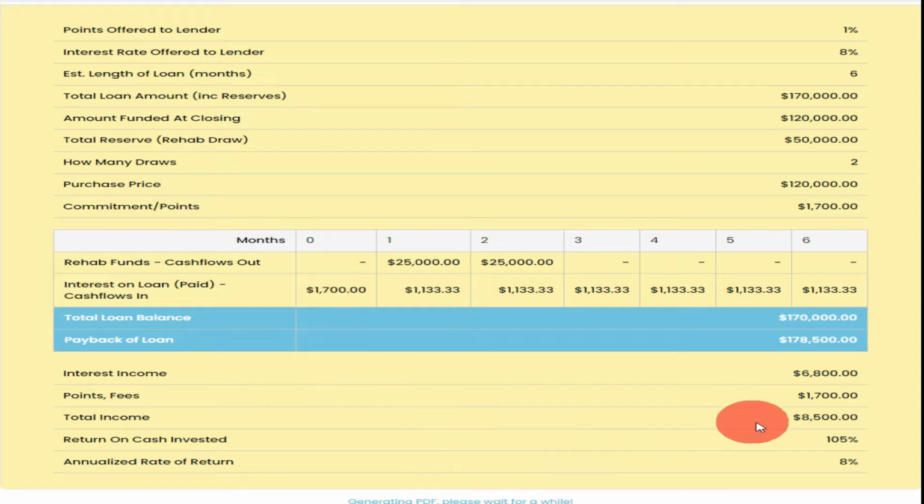So they made a total income of $8,500 on a 6-month loan, which is damn good compared to what that money will make just sitting in the bank, right? So they made an annualized return of 8%, and they made 105% cash on cash return on their investment. All right, now let's listen to this, guys.